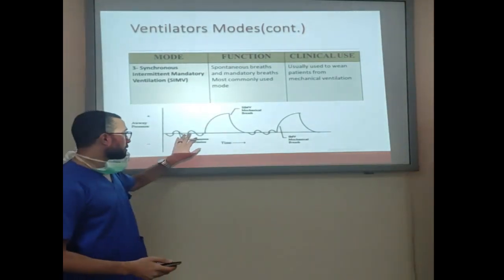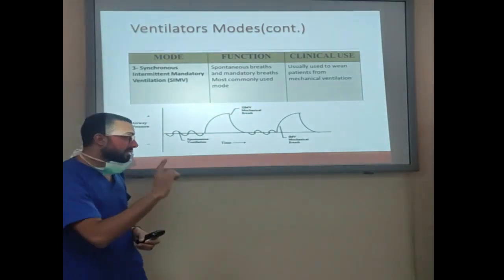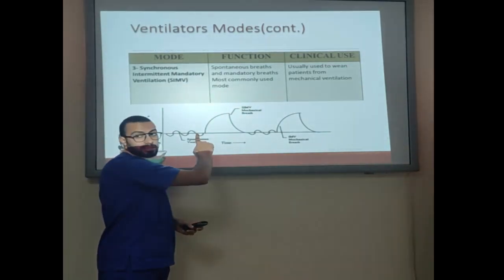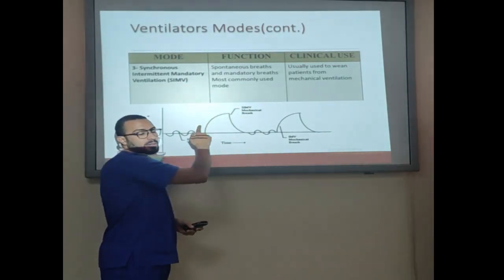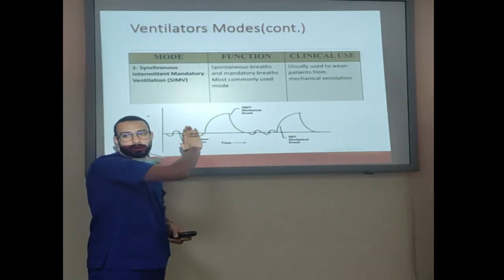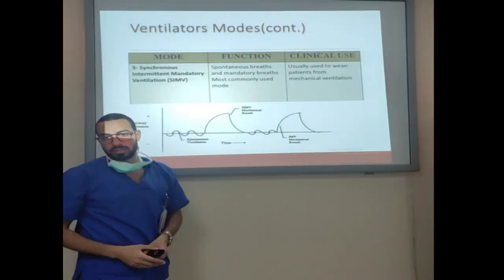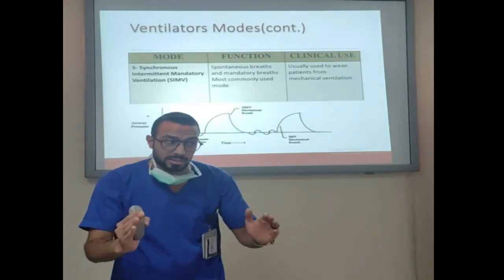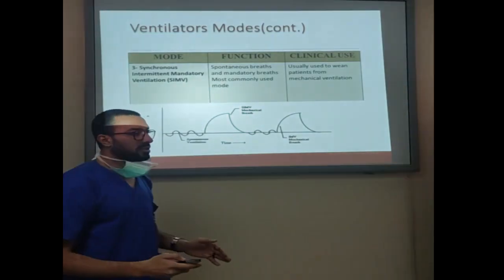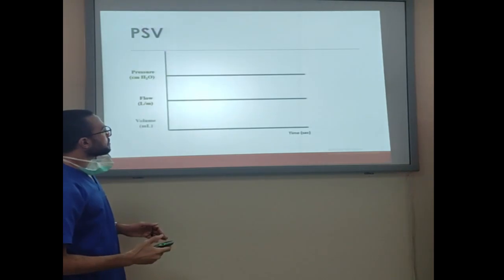The difference between this one and assist control is that in assist control, at the moment the patient tries, the ventilator will support. But here it will give him the time to try totally alone, then will give him the support at a specific fixed time. Okay, so this is the SIMV.